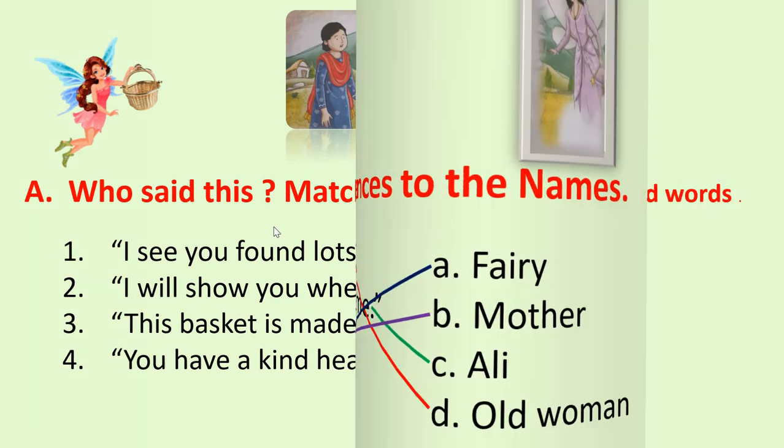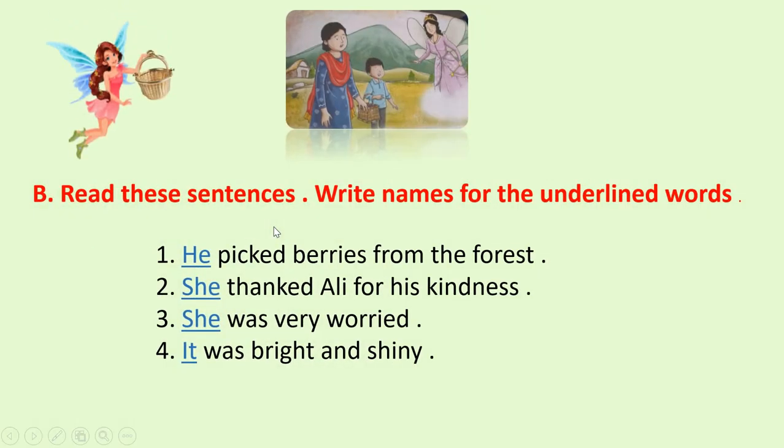Okay, now next question, B part. Read these sentences. Write names for the underlined words. He picked berries from the forest. So here you have to tell the name of this underlined word, means who is he? She thanked Ali for his kindness. Who is she here? She was very worried. It was bright and shiny.